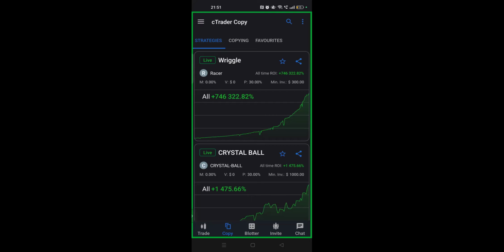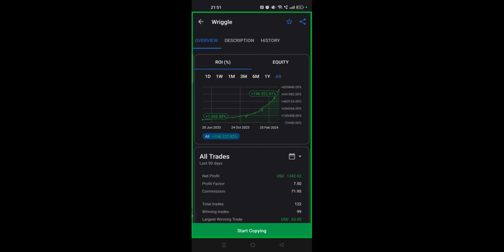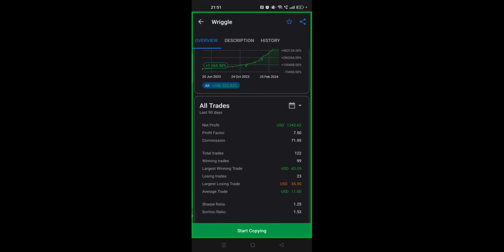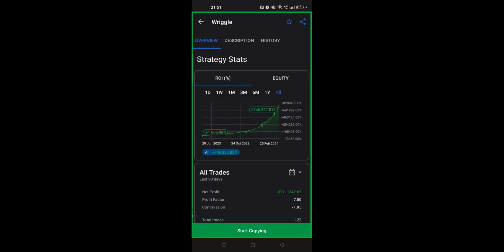So for instance, click on Regal. Let's click on it. Over here, you can see the trader's return on investment so far. Please go to equity. You can also see the trader's equity. Scroll to the top. So ROI, equity. How often does the trader withdraw or deposit in the account? You see it as well.